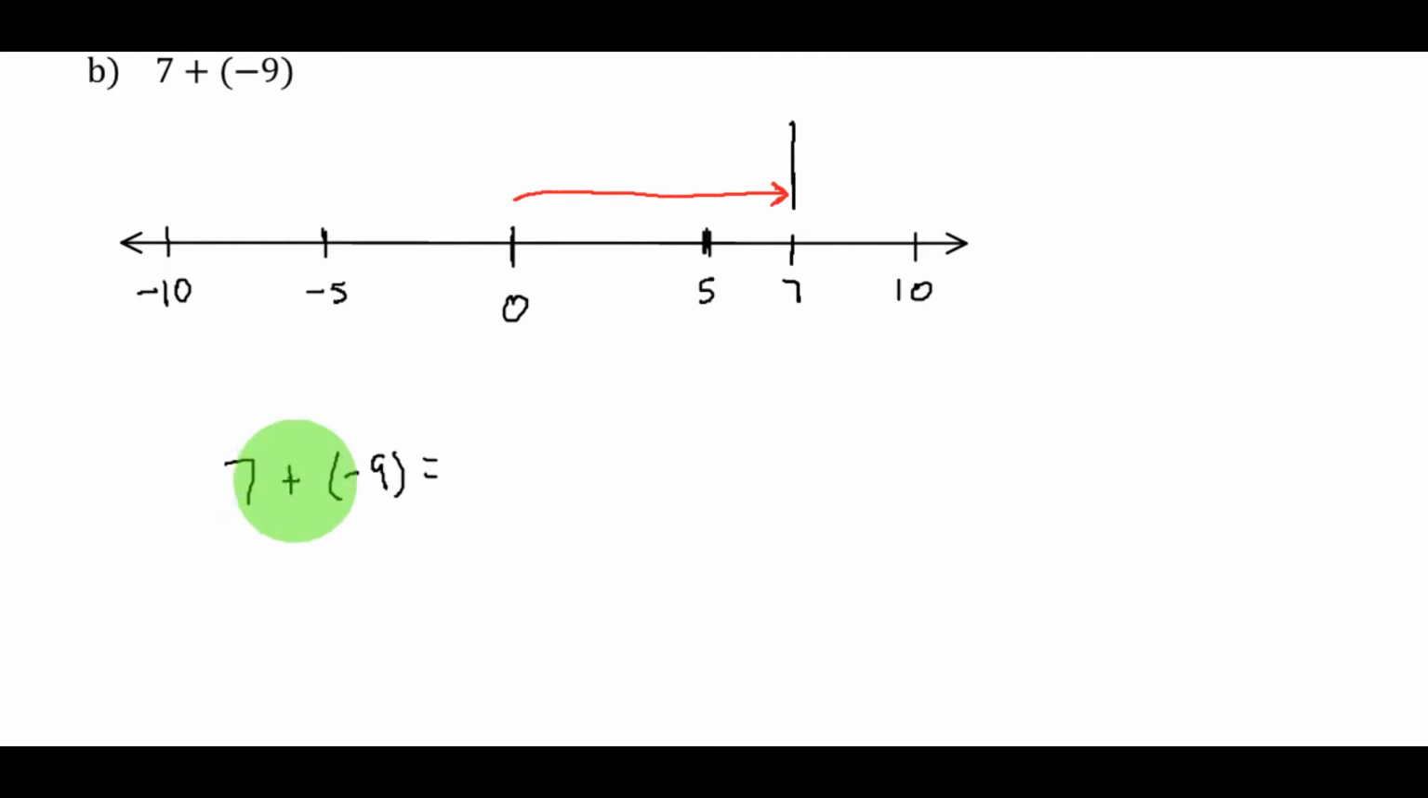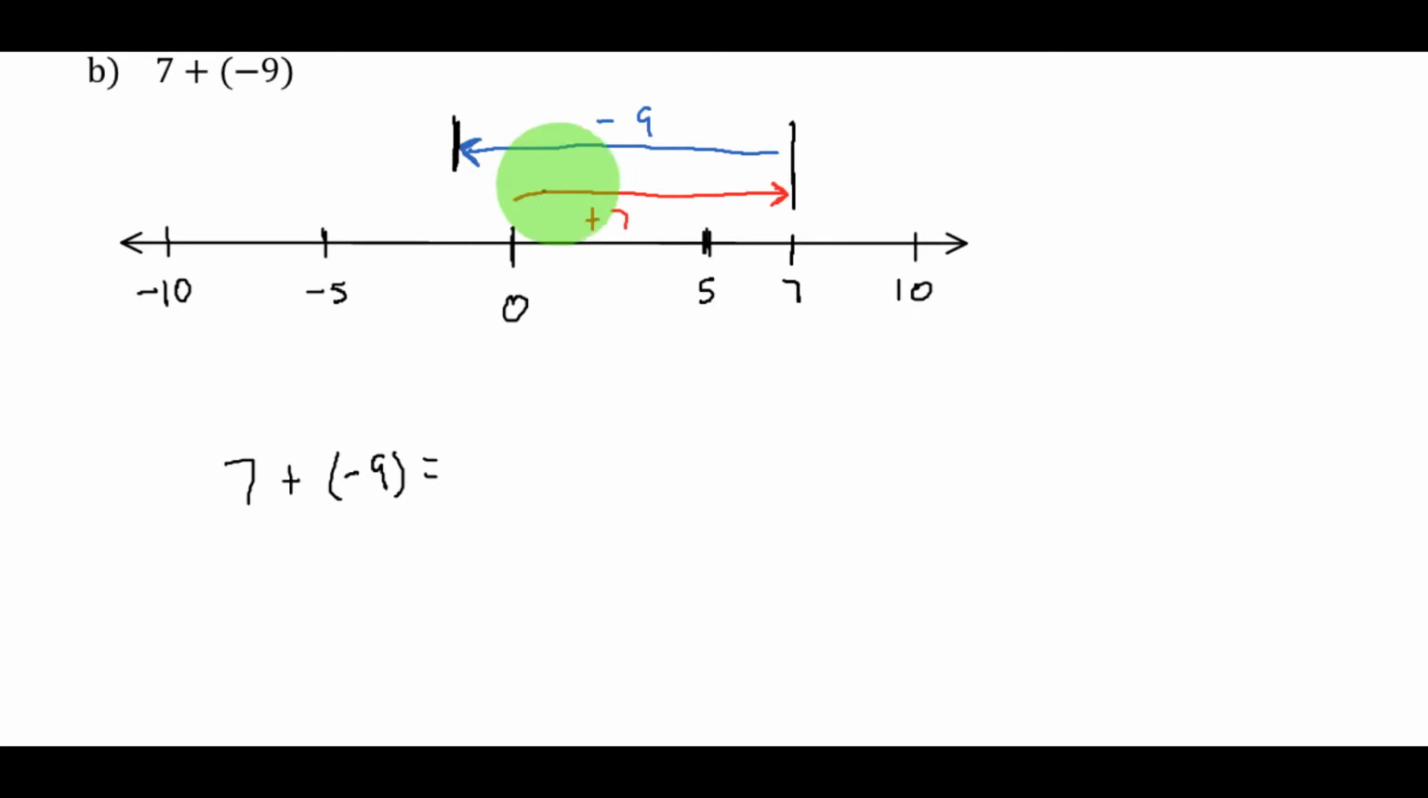The next thing we're going to do is add losing 9. So now we're going to turn around, move in the opposite direction, and lose 9. And we're going to land somewhere around here. One thing I want to make a note on are our arrows right now. So we added 7 first, followed by taking 9 away after that.